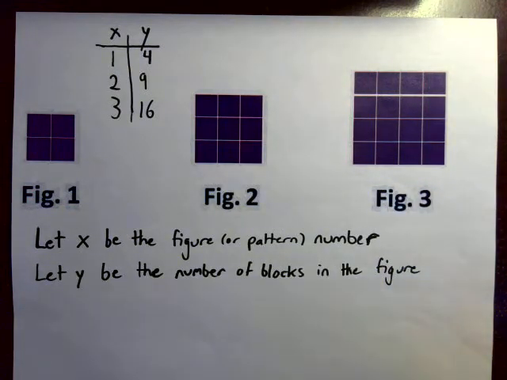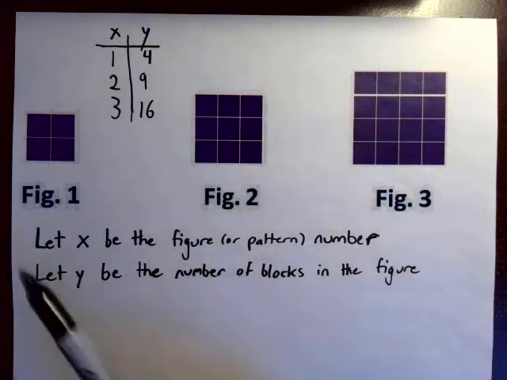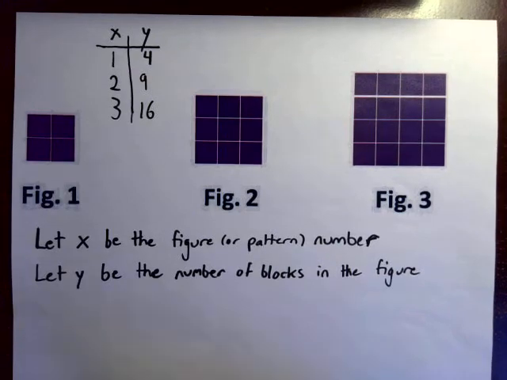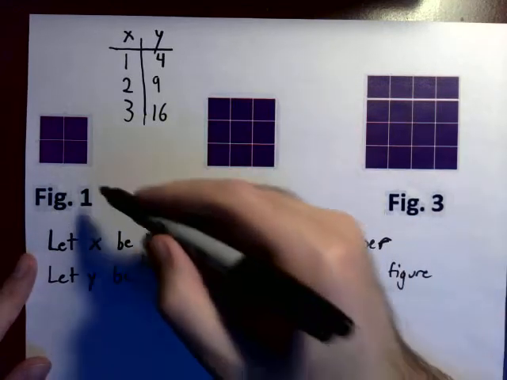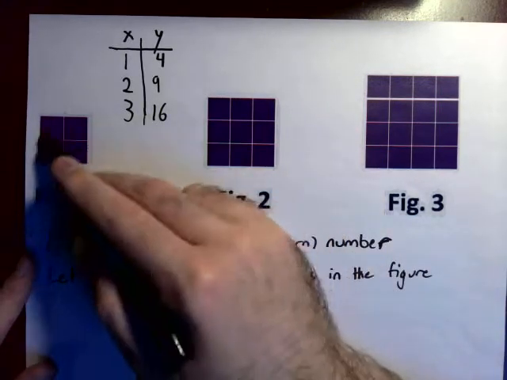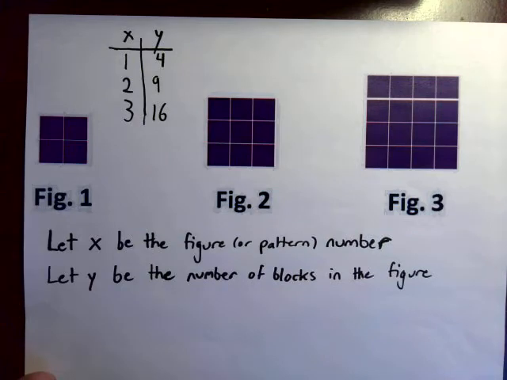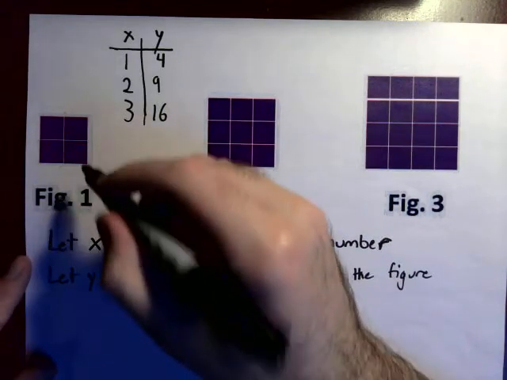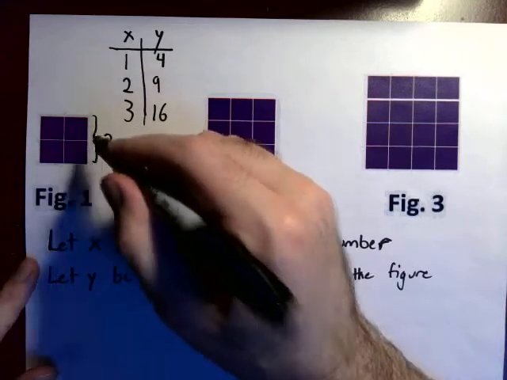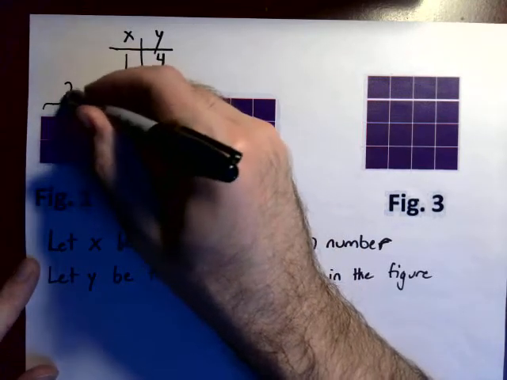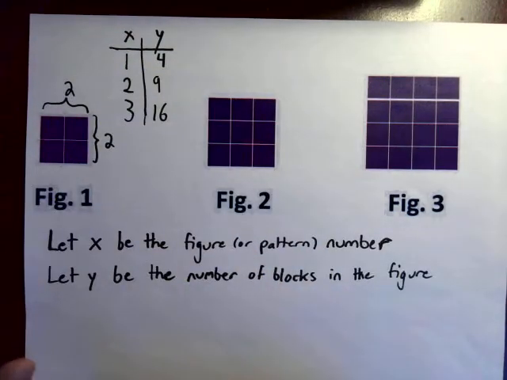You probably remember that we've done a lot of work with area models and representing binomials as the area of a rectangle, and it's the same kind of thinking here. These are all squares, and the number of blocks can be represented almost as an area. Here, this is 2 blocks by 2 blocks, because that gives you the area of 4.